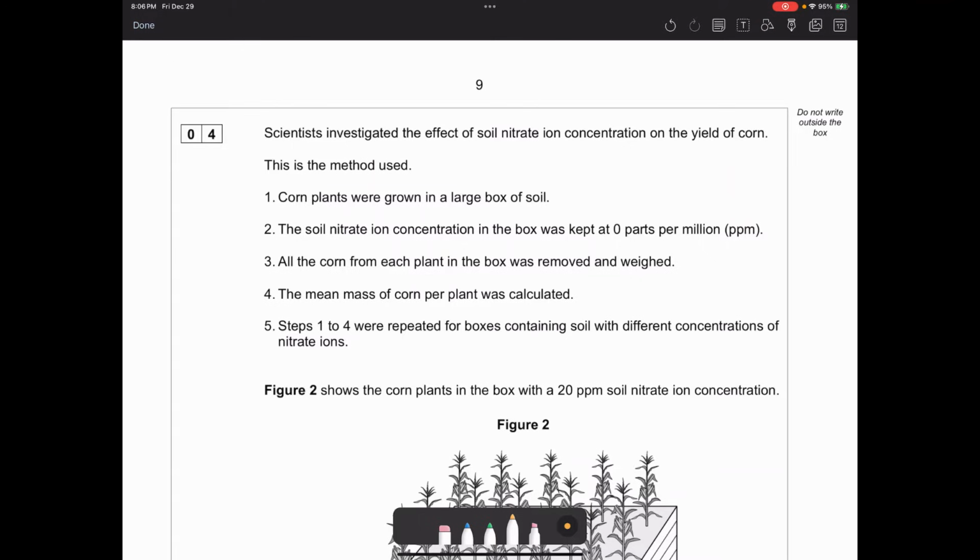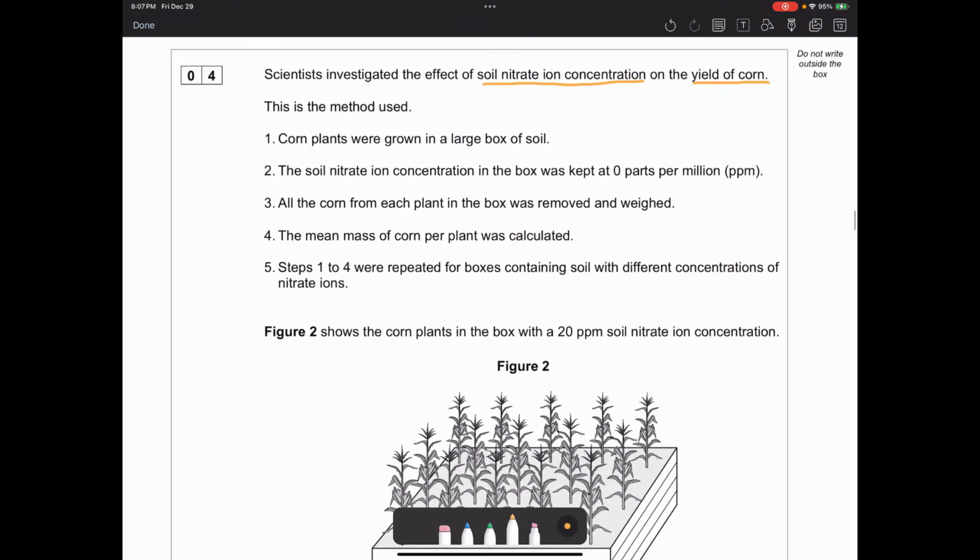Okay, question number 4 then. The scientists investigated the effect of soil nitrate ion concentration on the yield of corn. This is the method they used. Corn plants were grown in a large box of soil. The soil nitrate ion concentration in a box was kept at 0 parts per million, ppm.